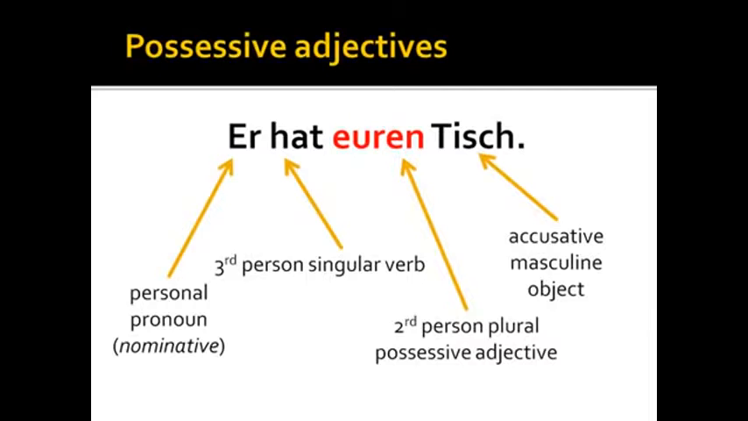We have the ending on the stem of the possessive adjective, euer. However, you'll notice that something's a little different with euer. And when we tack endings on to euer, we're going to have to change the stem a little bit. Let's take a closer look at that.